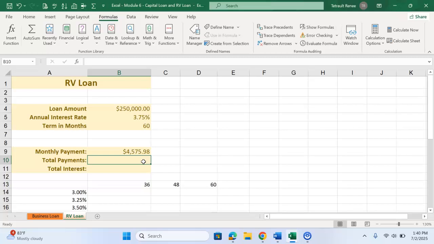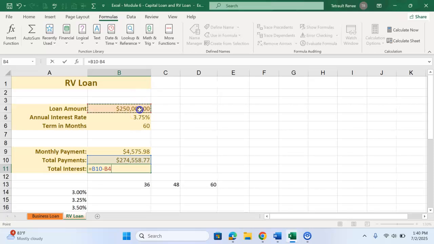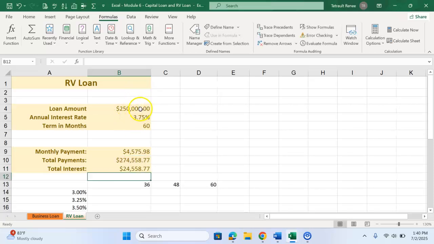Let's find our total payments equals up arrow times 60 payments. And what will the bank receive? Equals up arrow minus the loan amount. So in the end, the $250,000 loan, you'll end up paying $274,000 because $24,000 will go to the bank. So this is for 60 months.